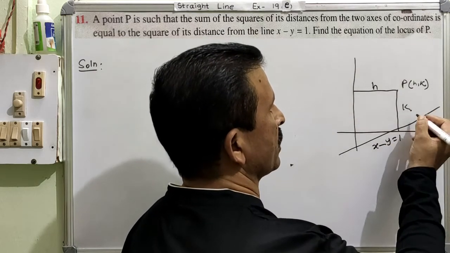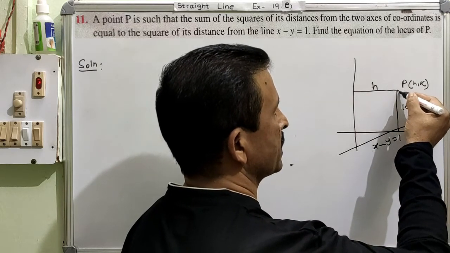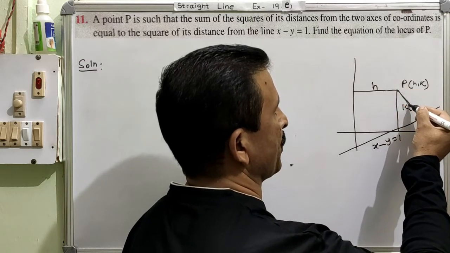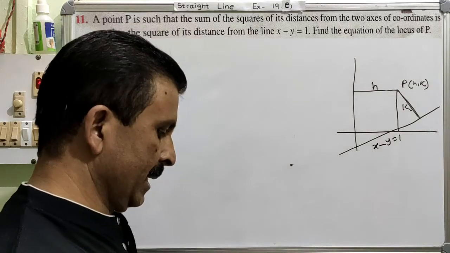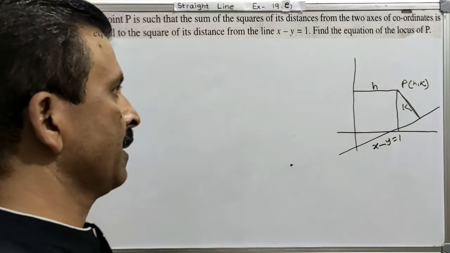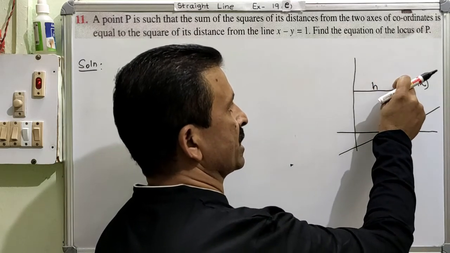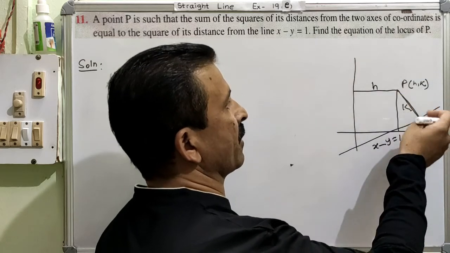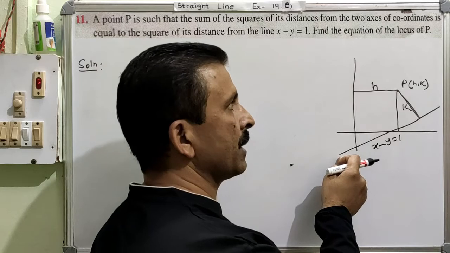Clear? Now the question says that the distance of this point, suppose this is the perpendicular distance. Whenever we talk about the distance of a point from the line, we always talk about the perpendicular distance. Is this very clear? So according to the question, the sum of the square of the distances of P from the two axes is equal to the square of the distance of this point from the line.